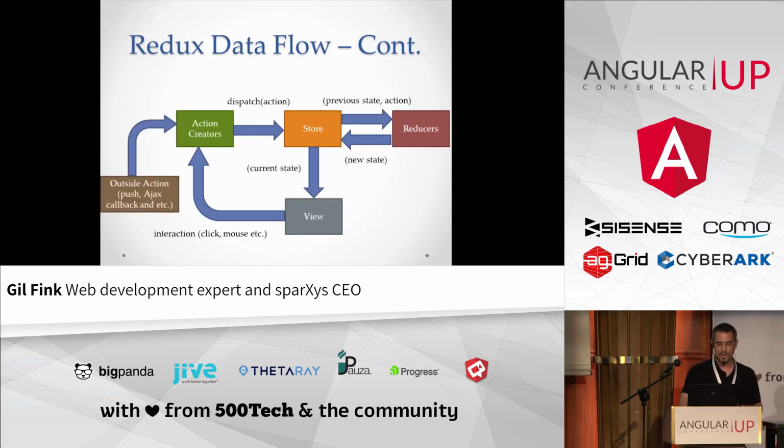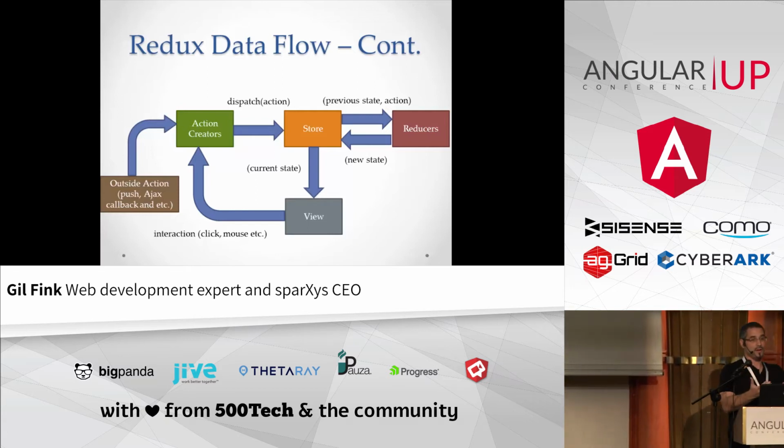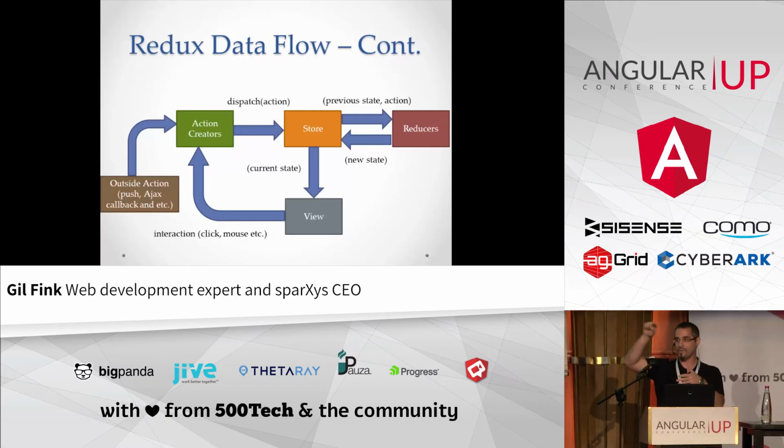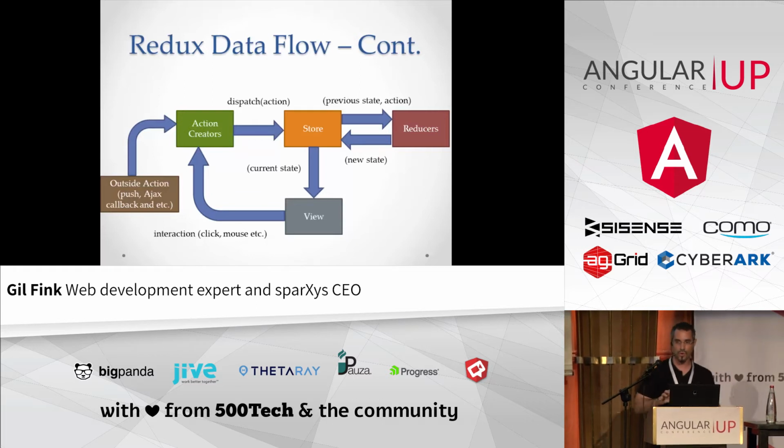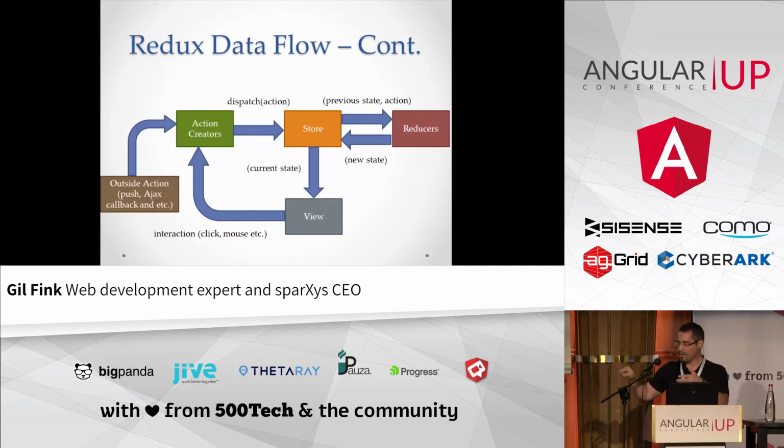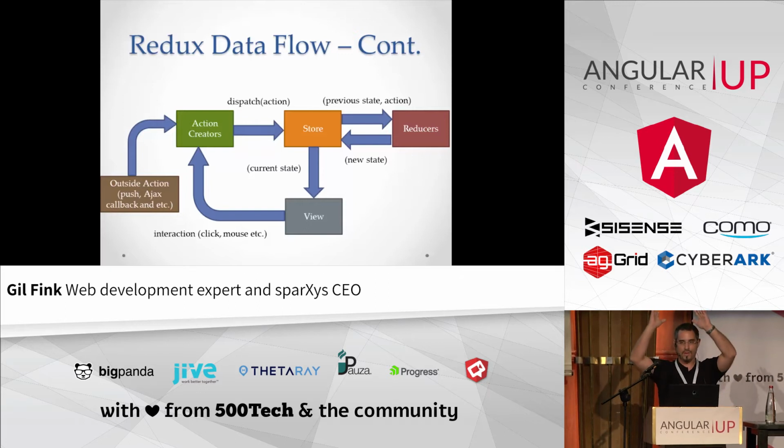For example, outside actions. We have push notifications, timers, and things like that. And these things can create their own actions and get into the unidirectional data flow. So it's very simple as well. Everything goes one way, and you send events up the chain until the store, and data flows down. That's all. That's Redux in 3 principles and 1 diagram.